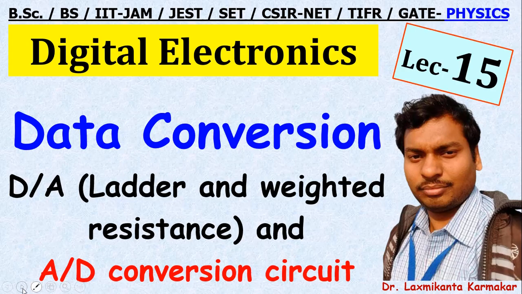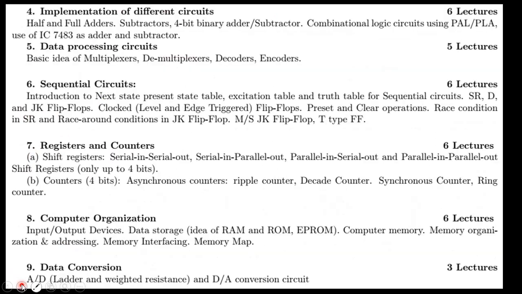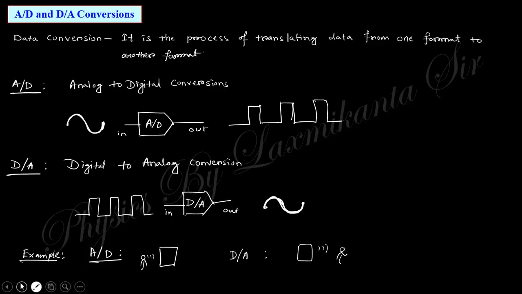Okay, so let's start. You can see this is the total syllabus. We already covered the integrated circuit, then number system, then digital circuit, then implementation of different circuits, then data processing circuit, then sequential circuit, register and counter, and lastly computerization we discussed. Today I want to cover data conversion, and along with that we will cover the whole syllabus of this portion. Okay, so let's start.